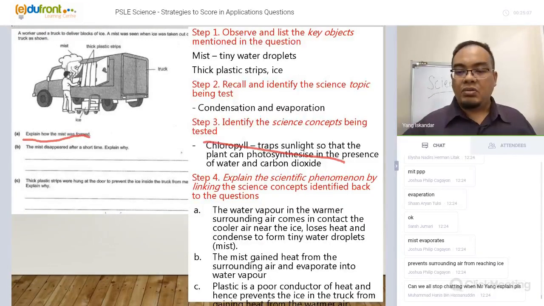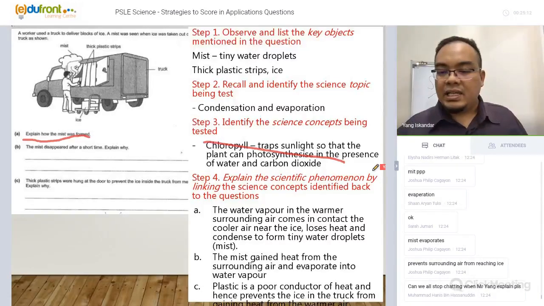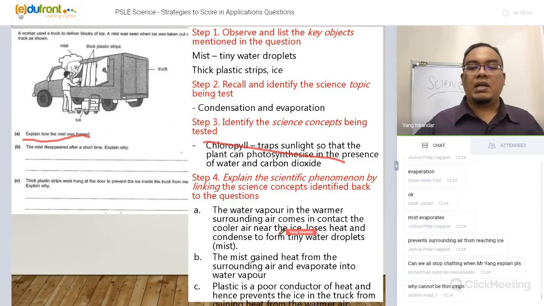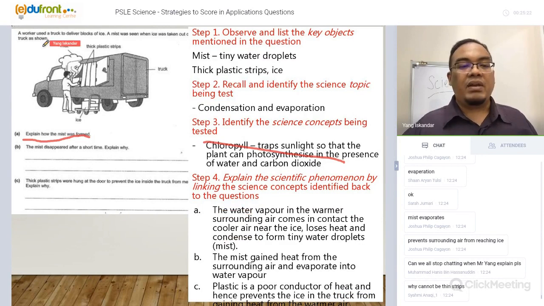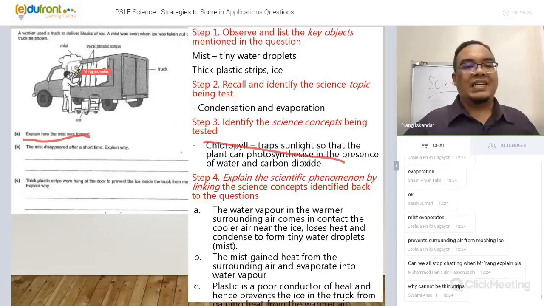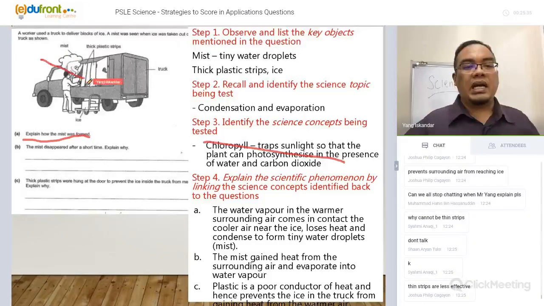How? So we need to know that plastic is a poor conductor of heat. Okay, so we know that plastic is a poor conductor of heat. So it prevents the ice in the truck from gaining heat. From where? From the warmer surrounding air outside the truck. Right? Because when you have ice inside the truck and outside is warmer, there will be heat transfer. Heat transfers from a region of high temperature to a cooler temperature, right?